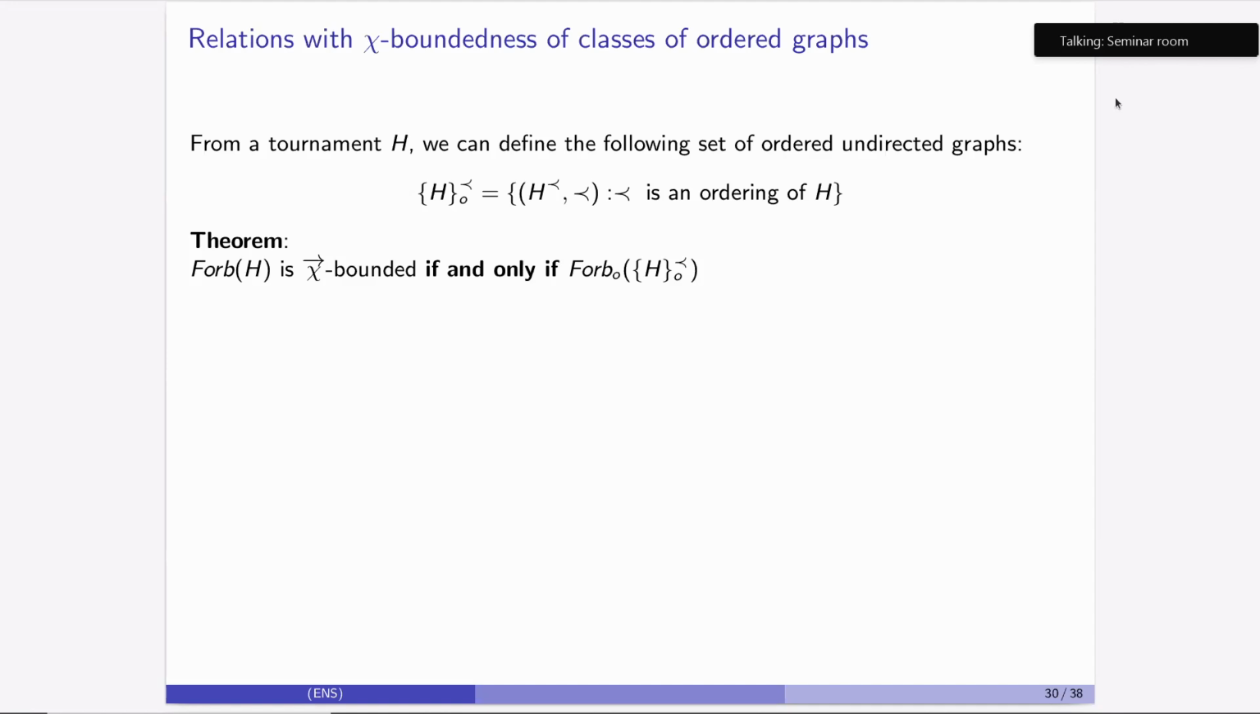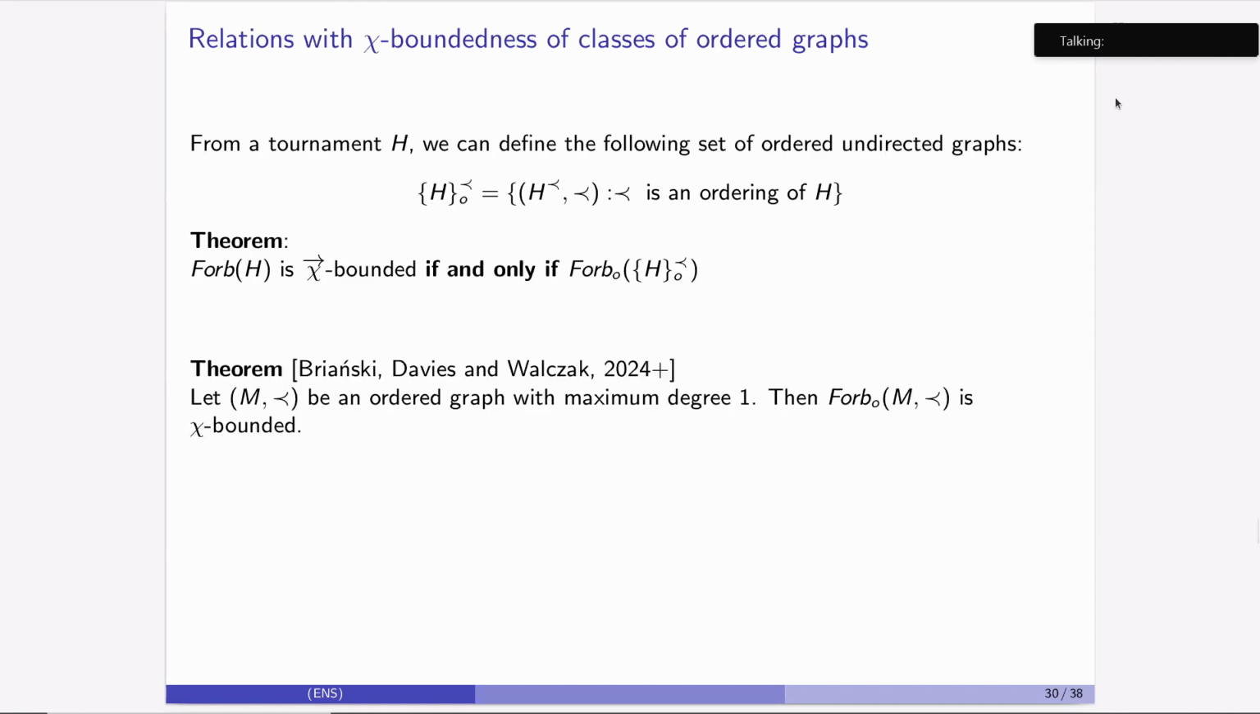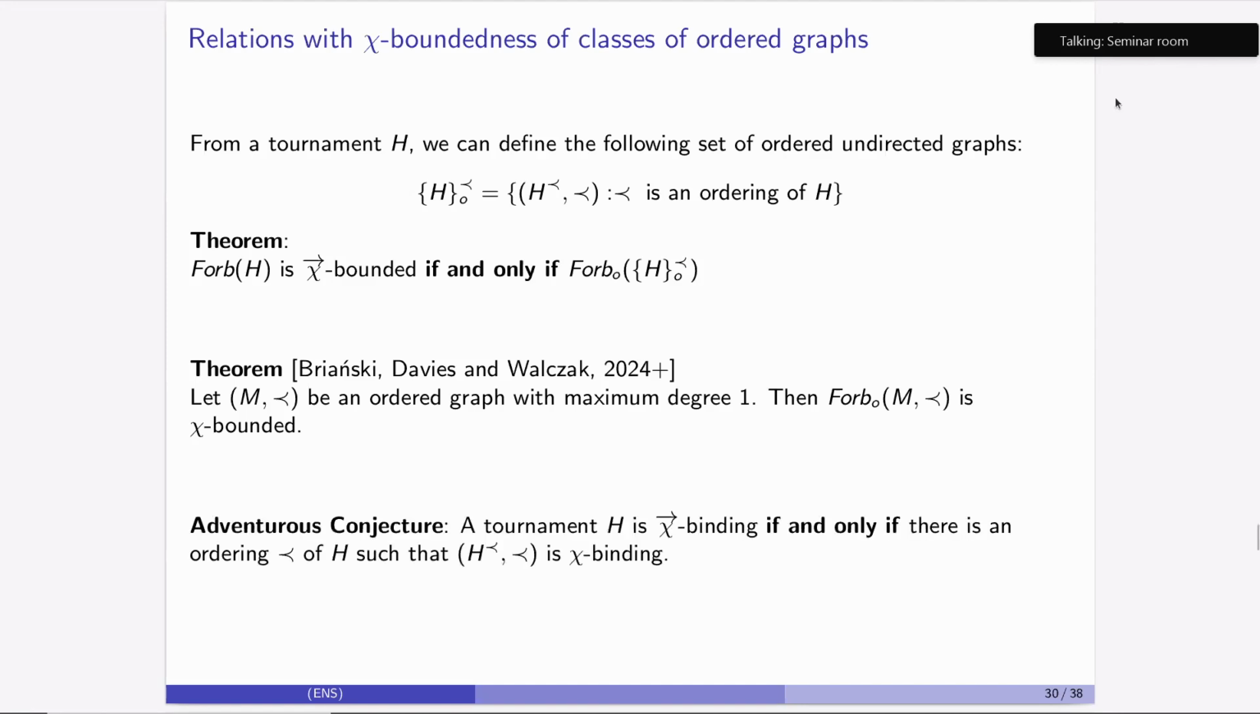And now, since Bartosz, Marcin, and James Davies proved a lot of things about ordered graphs, we can translate the results to tournaments, and this is how we know that. So this is the result of Pach, Davies, and Bartosz Walczak, that if this is an ordered graph of maximum degree 1, then when you forbid it, it's chi-bounded. And now we know that if a tournament H has an ordered backedge graph that is a matching of maximum degree 1, then this is chi-bounded, and so this is also chi-bounded.